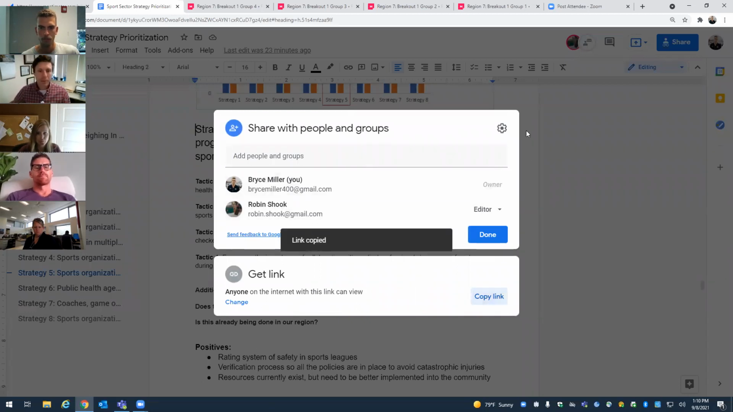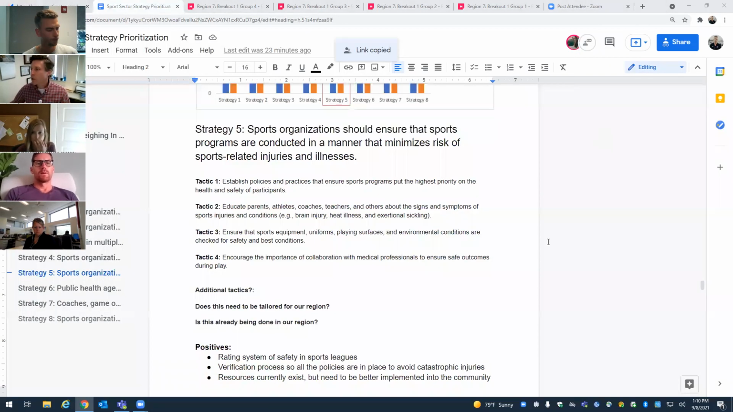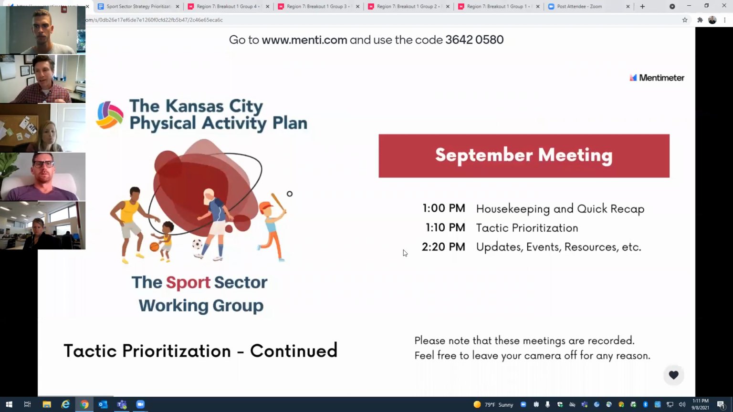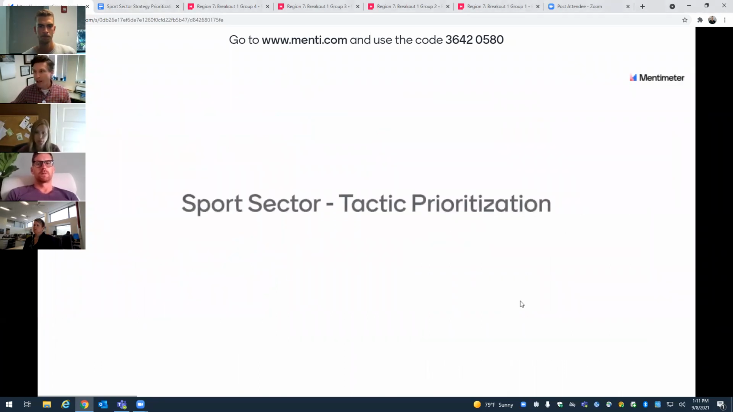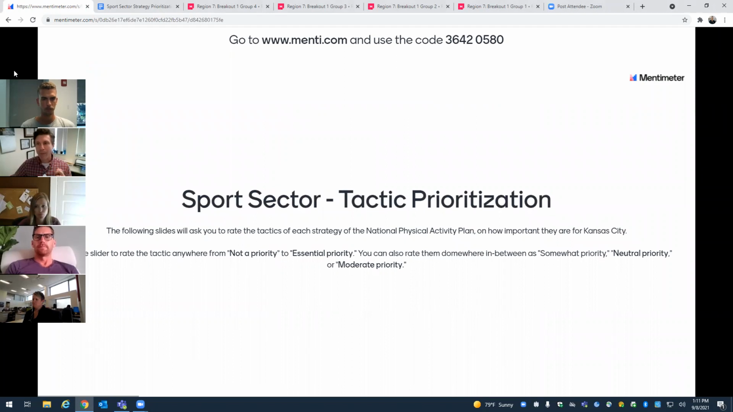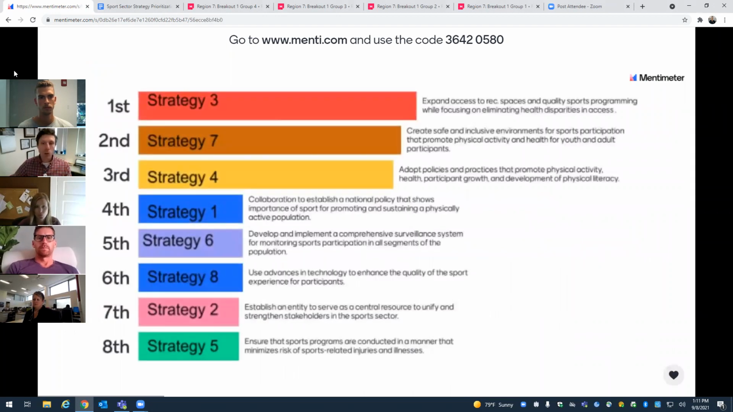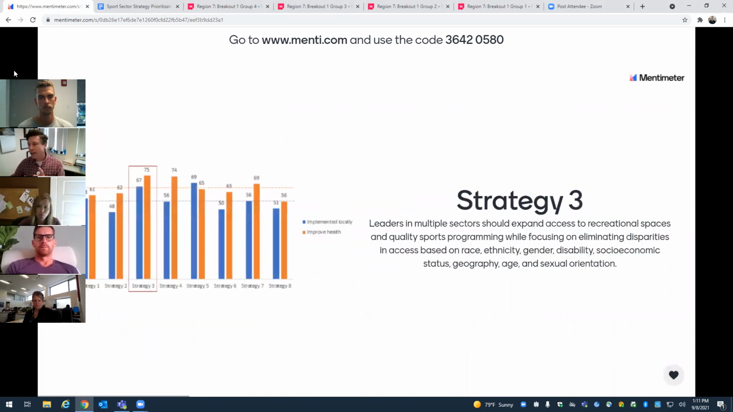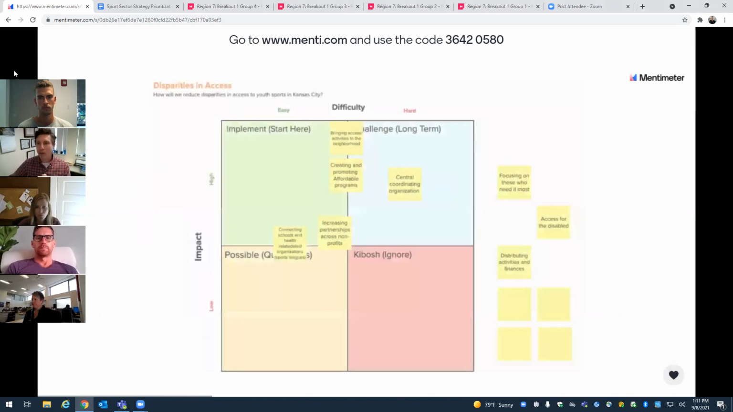So there we go. Okay, we are doing the prioritization of tactics for each strategy based on how the strategy was prioritized. We made it through strategy 3 and 7 last time because they were the top 2 rated strategies. Oh, I guess there was one that we didn't get to for strategy 7. So I think that's where we're starting off today.